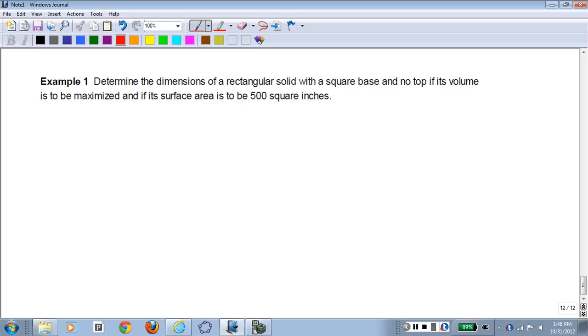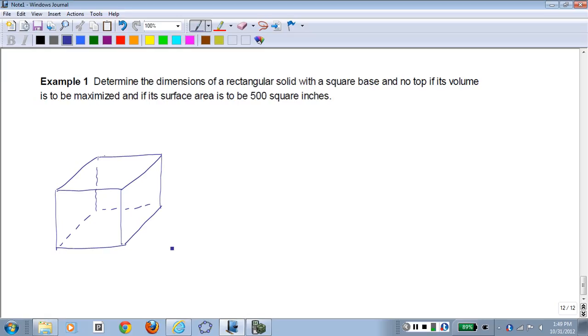So, square base and no top. Let me see if I can draw a rectangular solid. Something like this, and this, and this. Oh, that seems too steep. I like that, and that, and that. So this looks like a cube. I don't want it to be a cube. Okay, it doesn't look like a cube to you. Good.